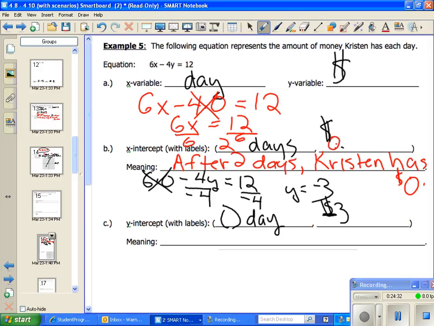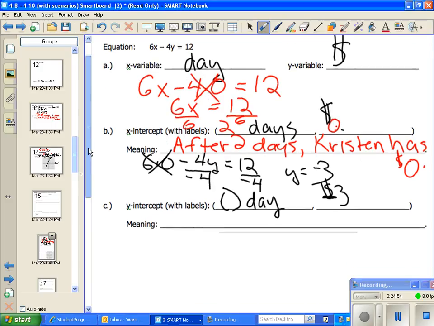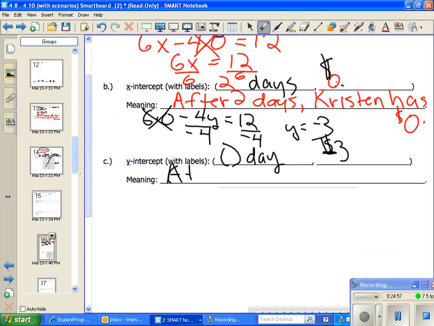Okay, go ahead and write the meaning of the y-intercept. Okay, meaning of the y-intercept. Go ahead, Chris. Okay, good. At day 0, don't put she has negative $3. Like, say what happened to it. She lost or she spent $3. Okay, last part. How do you graph it, Tara?